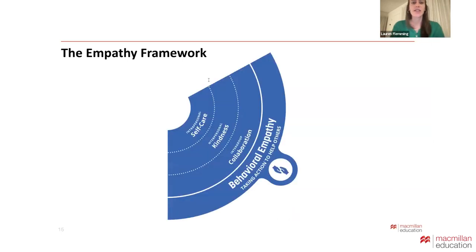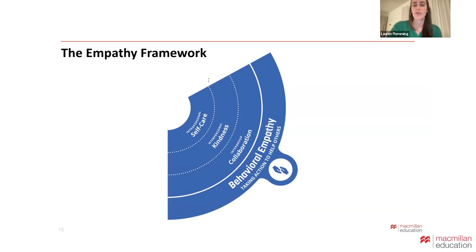And finally, let's look more closely at behavioral empathy, or taking action to help others. Recent research has shown that behavioral empathy has its own motivations distinct from cognitive and emotional empathy. And that's a basic desire to help or protect nearby others, as well as oneself and one's community. Then let's take a look at the inner circle again.